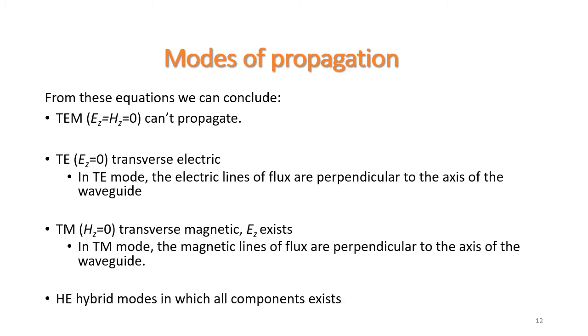There are also HE hybrid modes in which all components exist. So how can a waveguide support hybrid modes? As I told you, many field compositions are supported by a waveguide, and these are called various modes. We will see them one by one. First, we'll see the TE mode. In the TE mode, as we have defined, Ez equals 0.